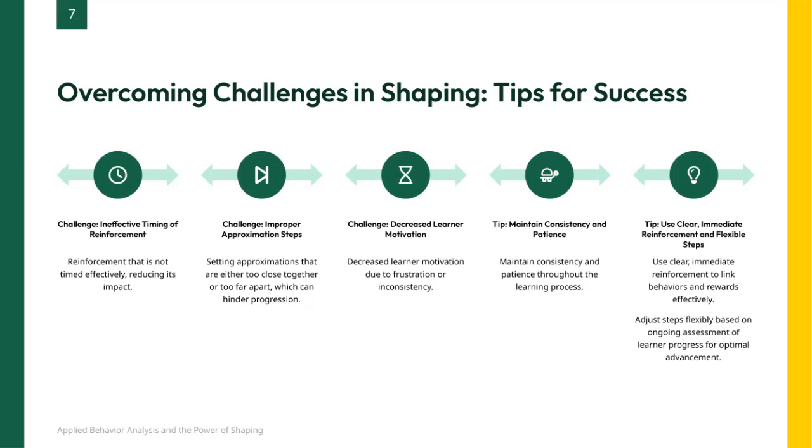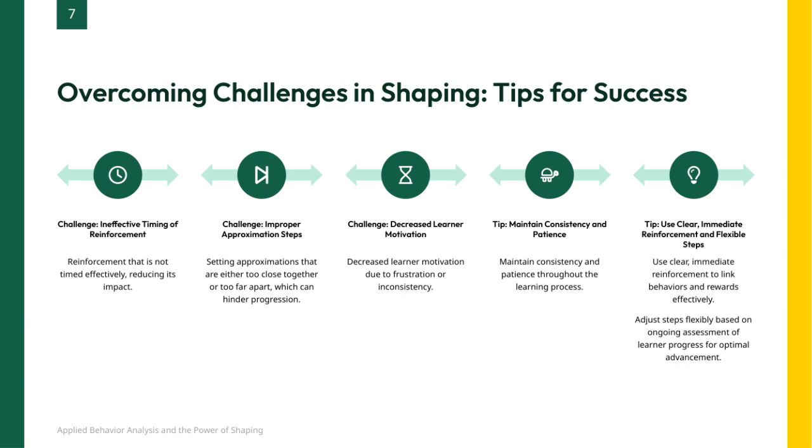One common challenge in shaping is the ineffective timing of reinforcement. If reinforcement isn't delivered at the right moment, its impact diminishes, making it harder for the learner to connect the reward with the desired behavior. Another issue is setting improper approximation steps. When these steps are either too close or too far apart, it can slow down or even stall the learner's progress. Additionally, learner motivation can drop if they become frustrated or if the reinforcement is inconsistent.